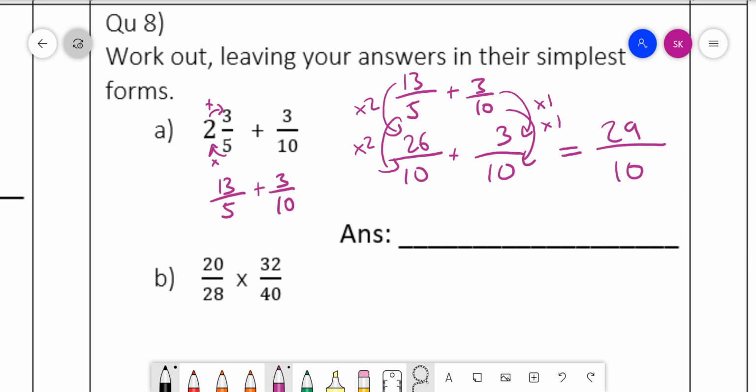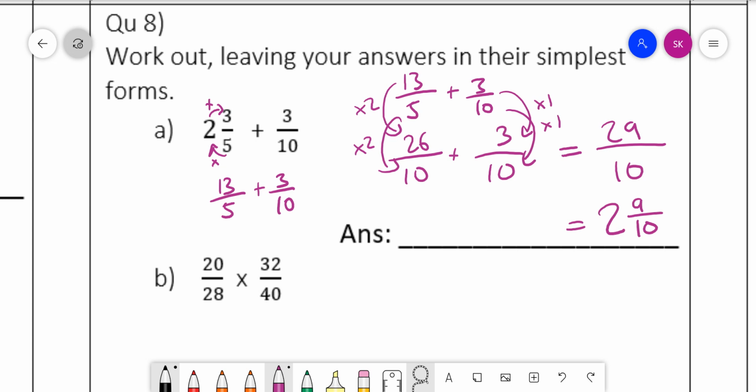This is actually in its simplest form, but we could write it as a mixed number. How many 10s go into 29? 2 with a remainder of 9. Make sure you pause the video and write any purple pen notes that you need to.